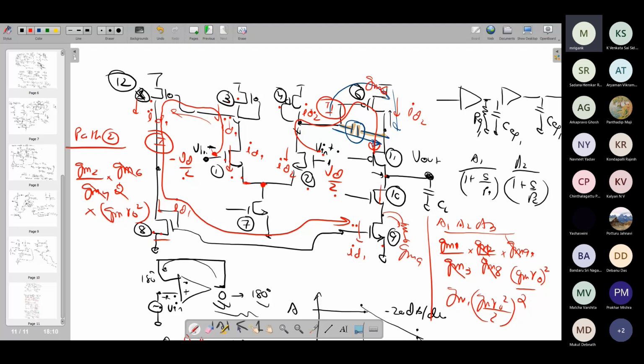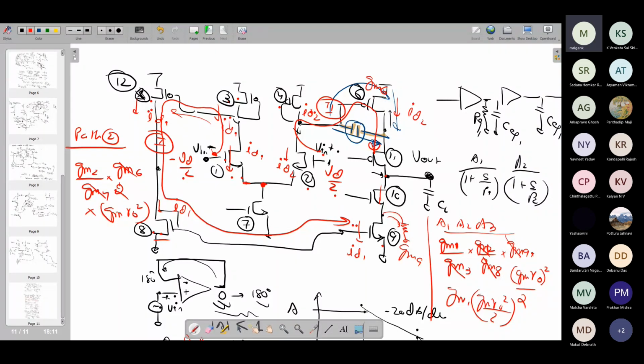Remember, this GMRO square is different. It is not exactly same as the first path. So it is possible that even your magnitudes are different for the 2 paths. But assuming that the transistors are well matched, magnitudes are similar, at least the overall gain magnitude for both paths are similar.